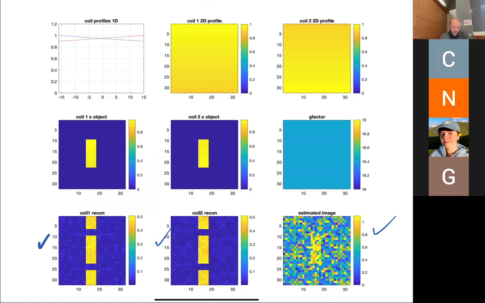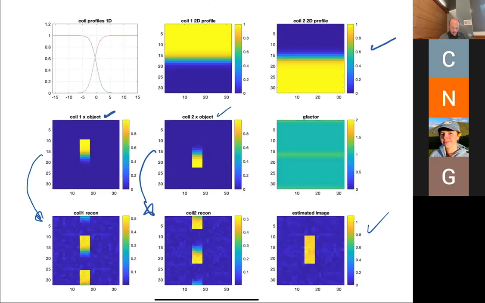That's represented by something called a G factor. G factor is how much the noise is amplified in your image. If you look at this scale, it's from 18 to 19. So this is a G factor of around 18.4, which is a very high G factor. That means noise is going to be amplified by a factor of 18. Whereas if I go back to this one, the G factor is around 1. So this is a really nice coil sensitivity pattern where it's not going to amplify the noise too much.